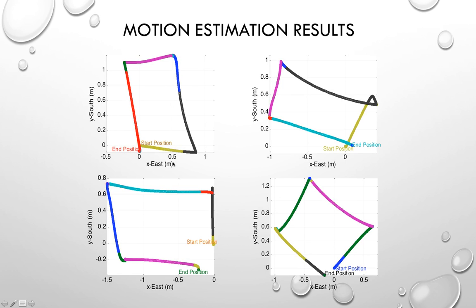And this is the motion estimation result when our smartphone moves in a rectangle. The distance is about 1 meter plus 1 meter. It is really a large area for using inertial sensors, and we can achieve very good results. The start position and the end position have very small drift, and the movement traces are very clear.